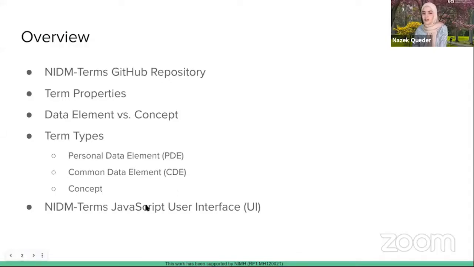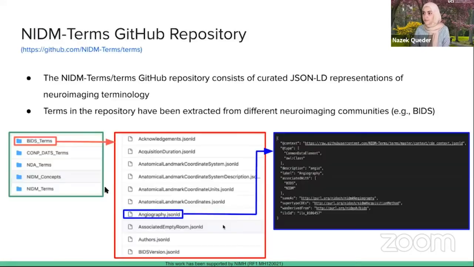So to start, I'll quickly go over the topics I'll be covering. I will be talking about the NIDM terms GitHub repository, as well as the term properties that we have in NIDM terms. I'll be explaining the difference between data elements and concepts, giving some examples about personal data elements, common data elements, and concepts. And lastly, I'll be presenting the JavaScript user interface that we've been working on that allows interaction with the terms that we're currently developing.